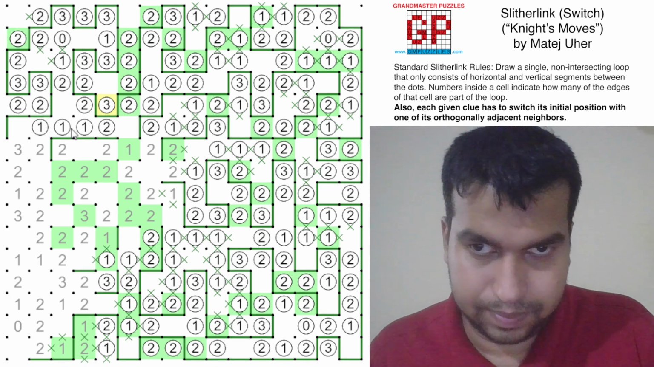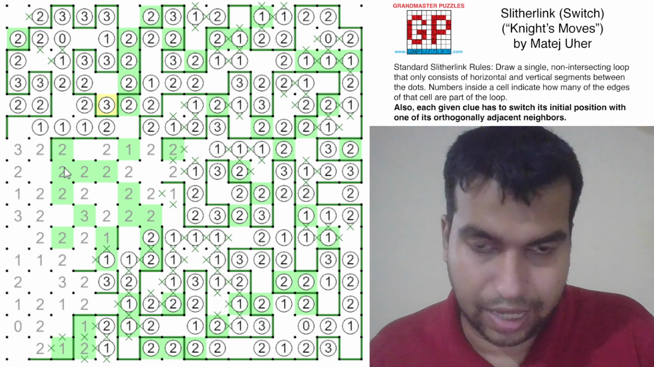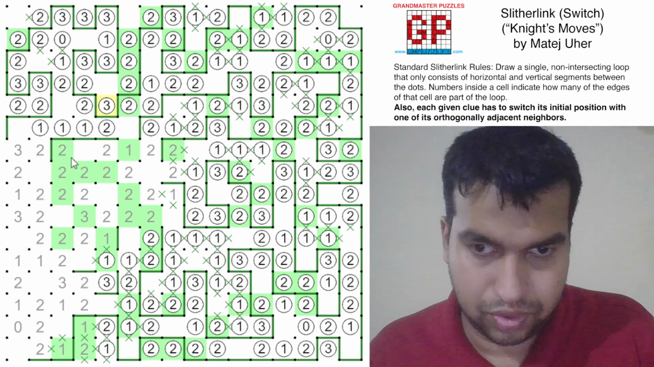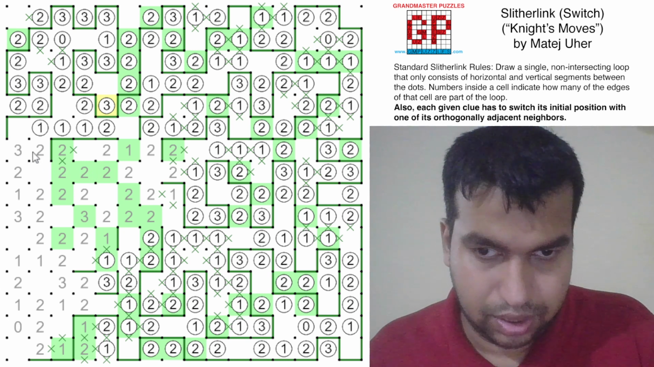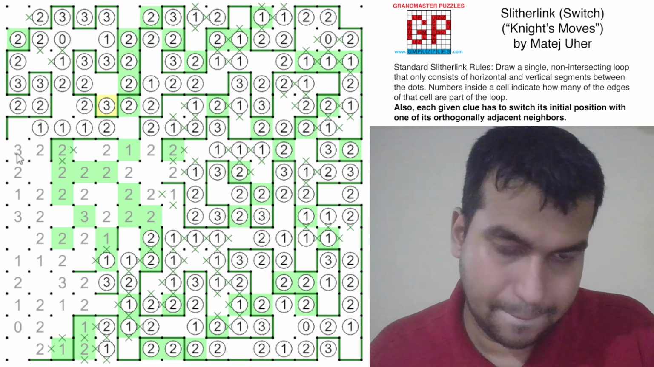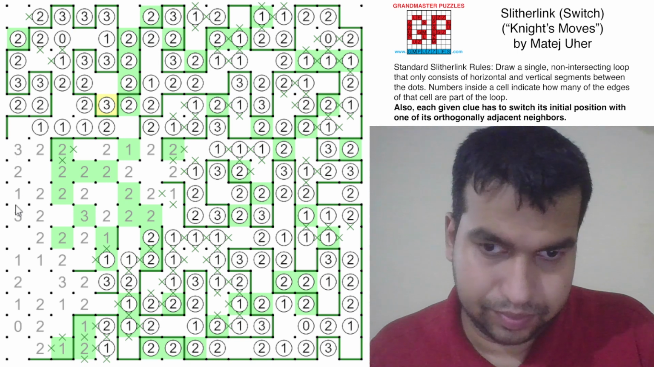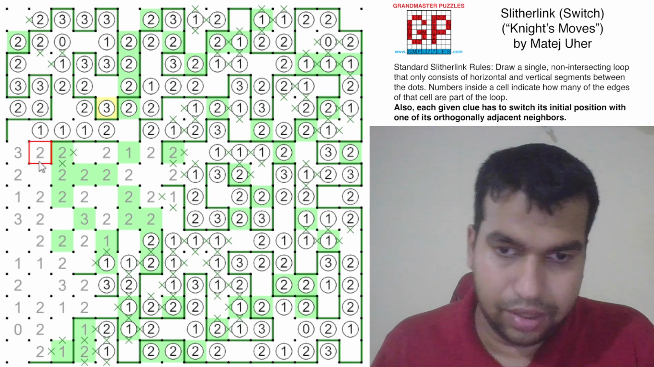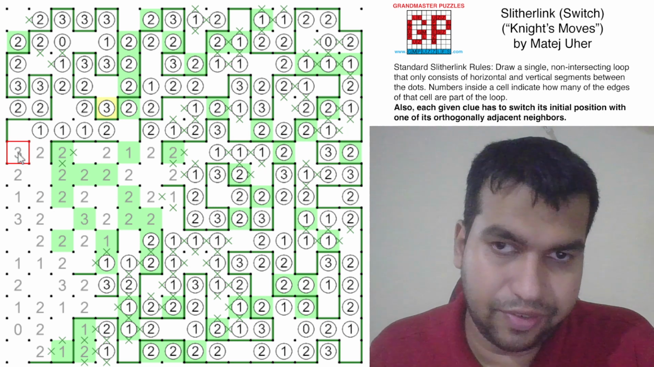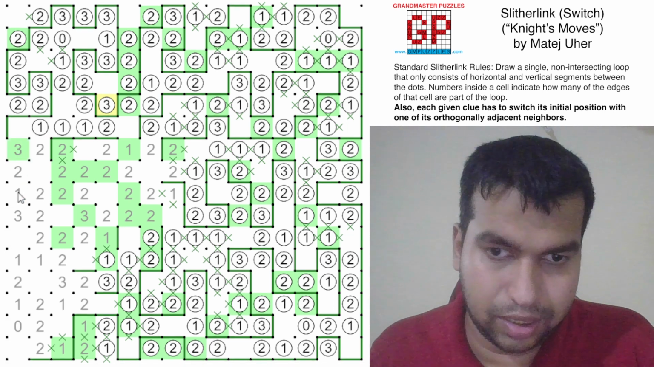Now this actually has to be a 2. So these get crossed out. And so this 3 has to go either down or to its right. And this itself will be a 2. Let's actually mark that. This will be a 2 by itself.